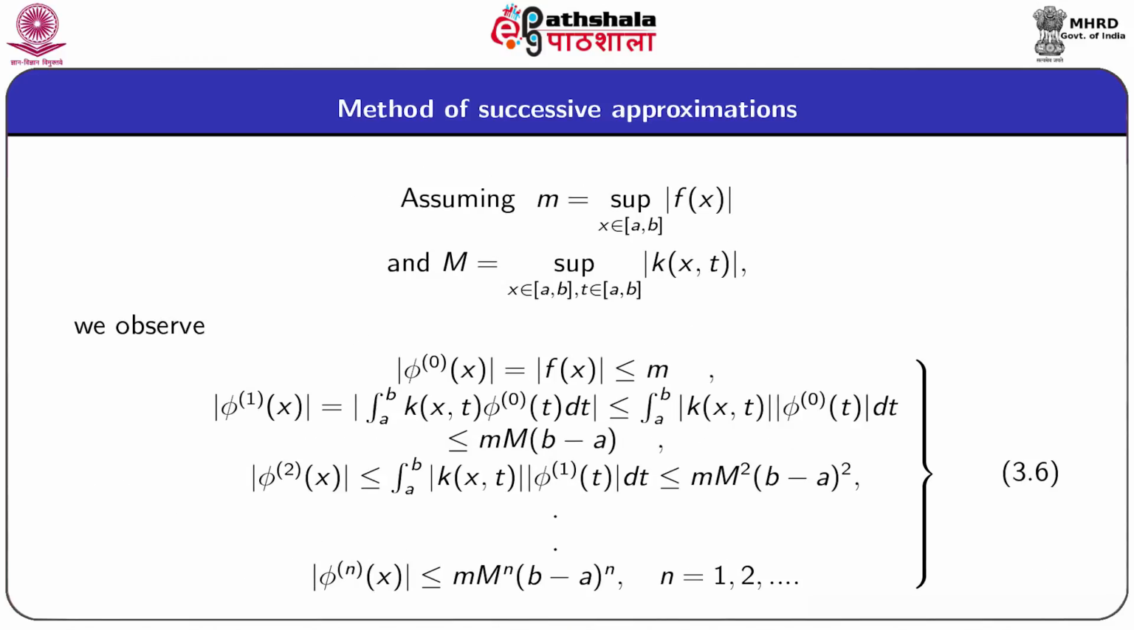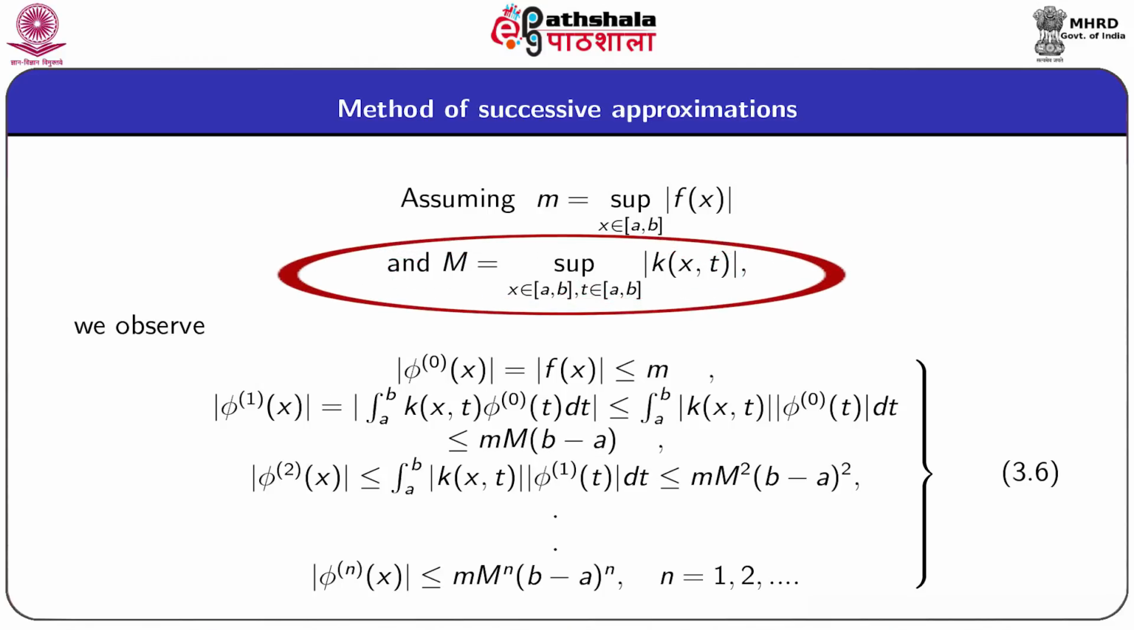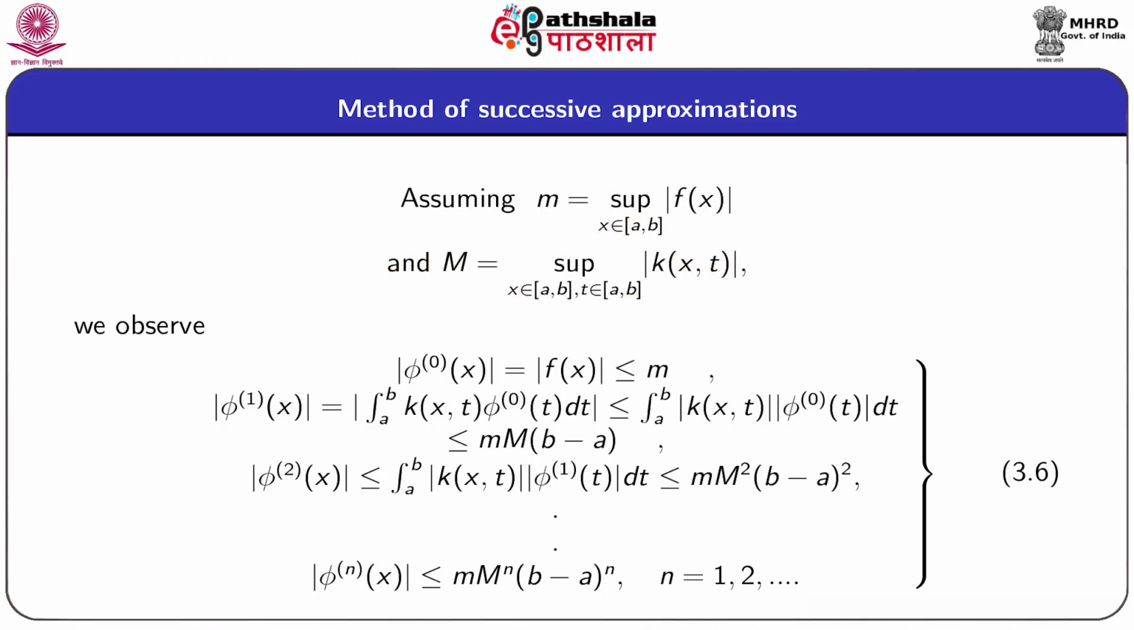Now, we denote by small m the supremum of |f(x)|, x belonging to the closed interval [a,b], and by capital M we denote the supremum of the kernel |k(x,t)|, where x and t both belong to the closed interval [a,b]. So, defining in this way, we find that |φ₀(x)| equal to |f(x)| is less than its supremum value, that is small m.